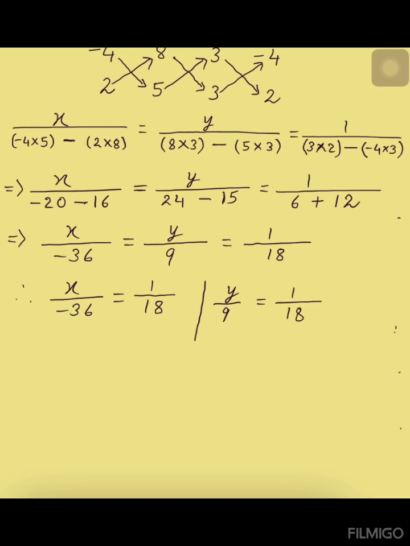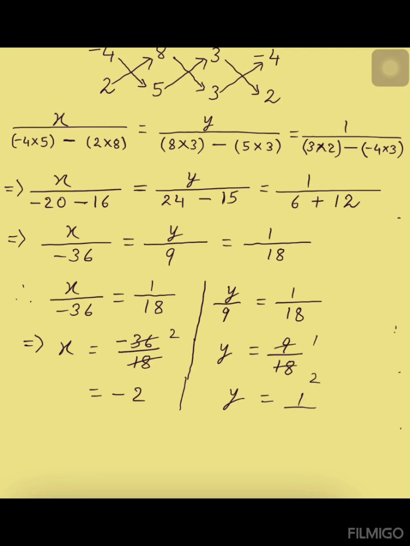We'll cross multiply over here and get the value of x and y. So x equals minus 36 by 18 and y equals 9 by 18. Now 18 ones are 18, 18 twos are 36, so x equals minus 2 we are getting. 9 ones are 9, 9 twos are 18, so y equals 1 by 2. So the final answer is x equals minus 2, y equals half. So this is the final answer.